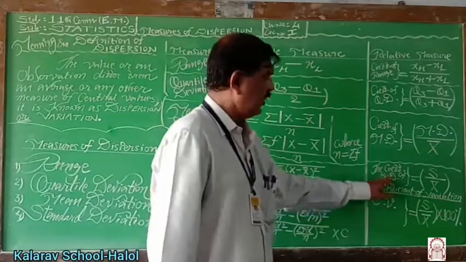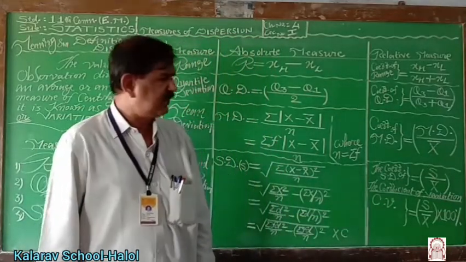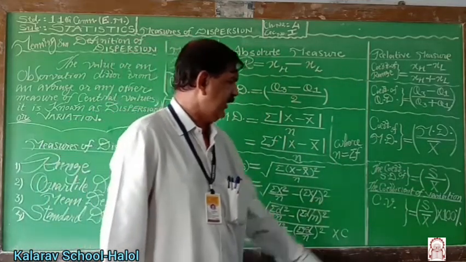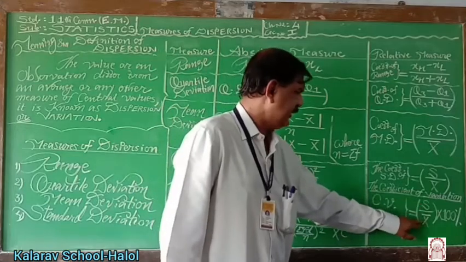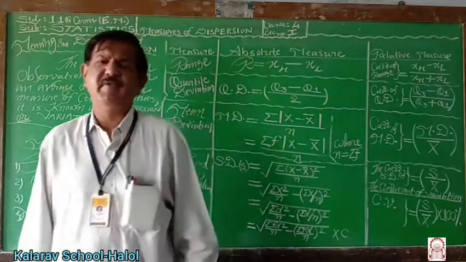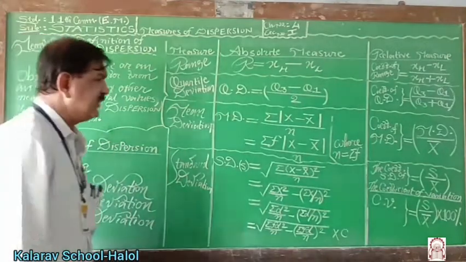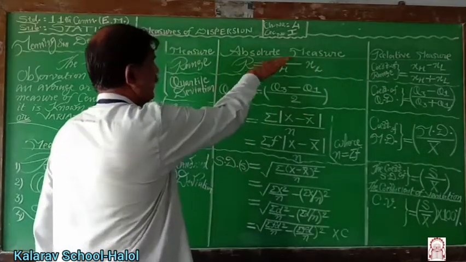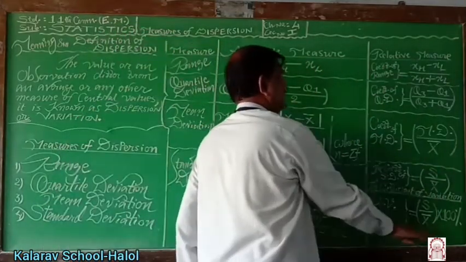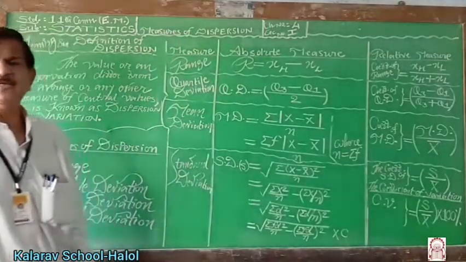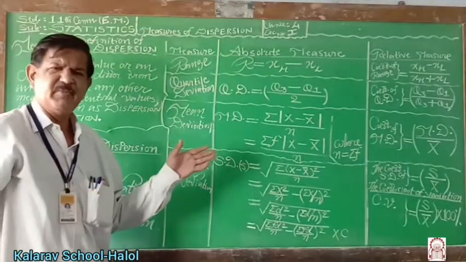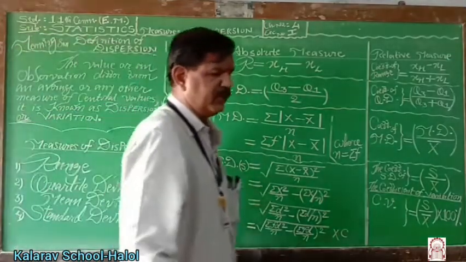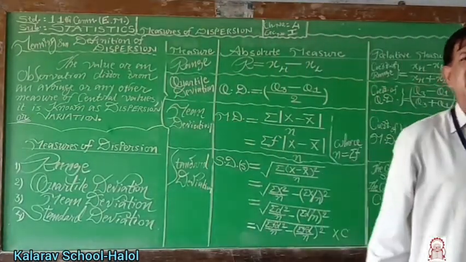And CV, or the coefficient of standard deviation, is given by S upon x bar. The coefficient of variation is given by CV equals S upon x bar multiplied by 100 and is always measured in terms of percentage. CV means the coefficient of variation. These are the absolute measures of dispersion and these are the relative measures of dispersion. A relative measure is nothing but the division of the absolute measure by the average from which we take the deviation. These are the important and useful formulas for calculating various measures of dispersion.